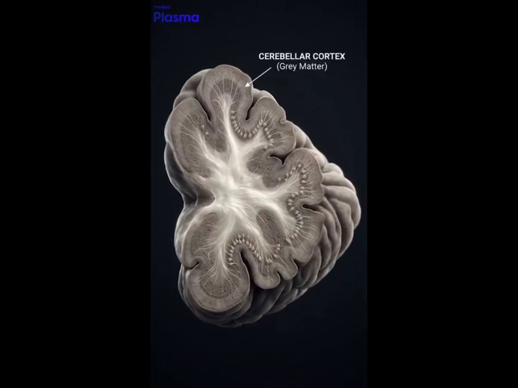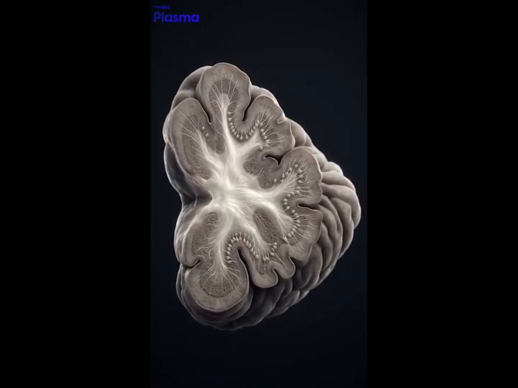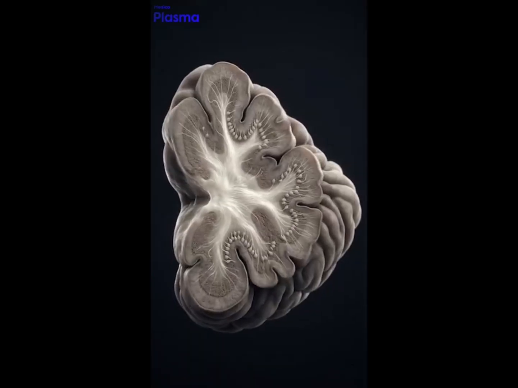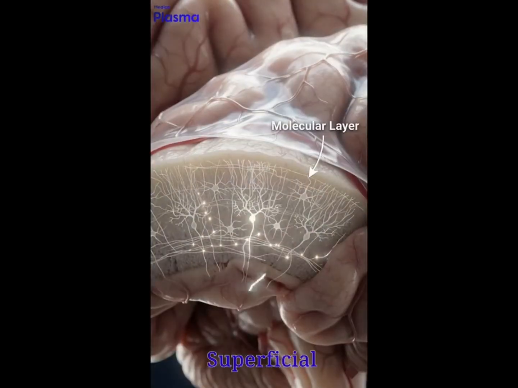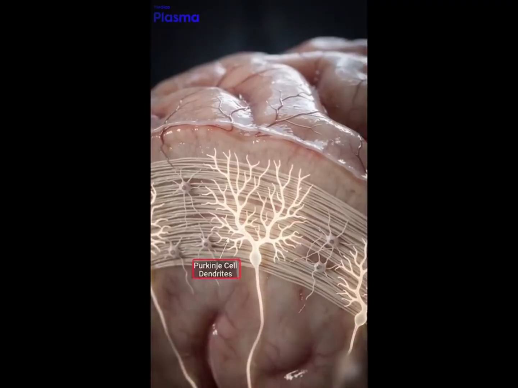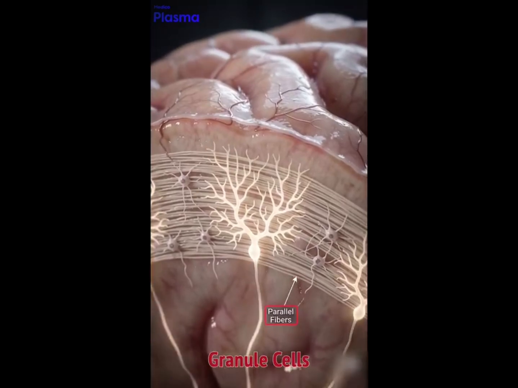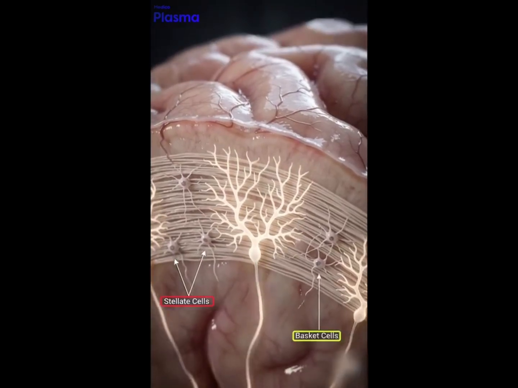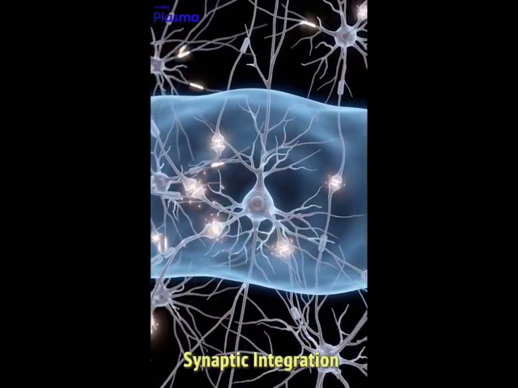The cerebellar cortex is grey matter surrounding central white matter and is organized into 3 distinct layers, uniform throughout the cerebellum. The molecular layer is the most superficial, lying just beneath the pia mater. It contains dendritic arbors of Purkinje cells, parallel fibers from granule cells, and inhibitory stellate and basket cells. This layer is primarily a site of synaptic integration.